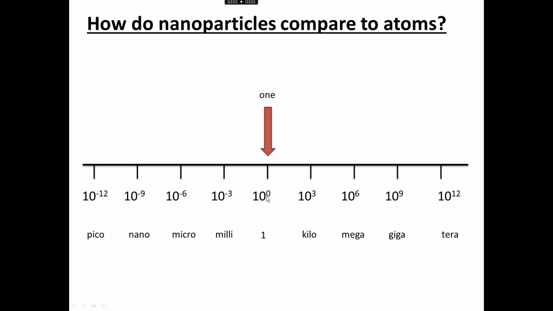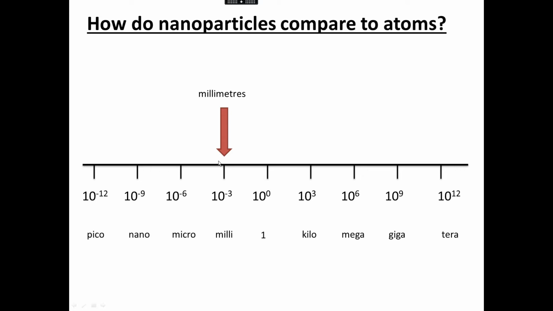Right, so 10 to the power of 0 is the same as 1. You might well have come across that in maths. And then kilo, as in kilogram, kilowatt. 10 to the power of 3 is 1,000. 10 to the power of 6 is a million, and that is given the prefix mega, capital M. Capital G for giga is 10 to the 9, 1,000 million, and then capital T for tera would be 10 to the power of 12.